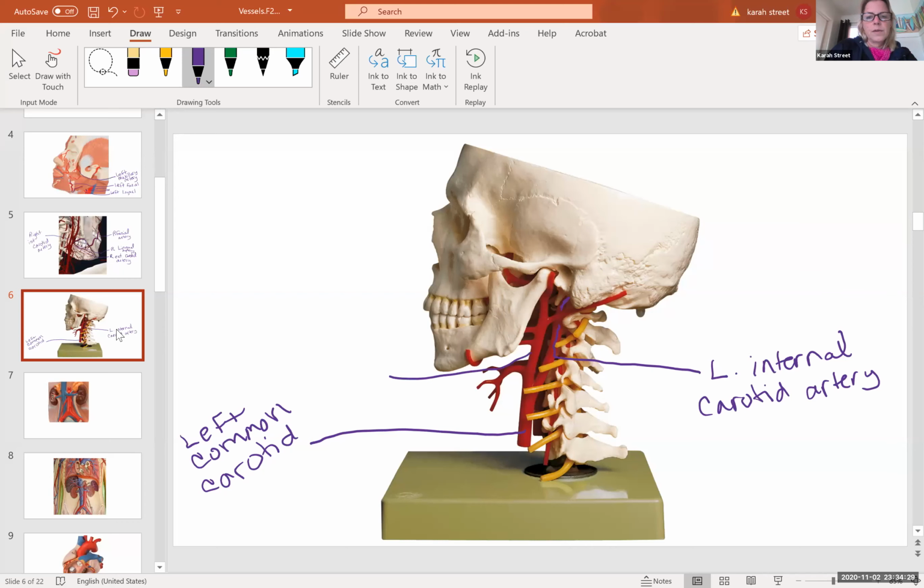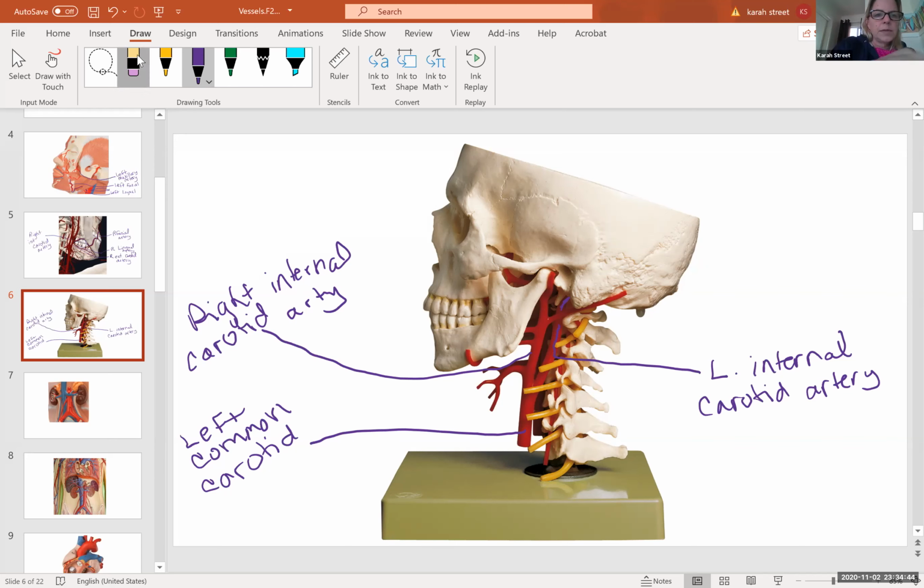Then here is a right internal carotid artery. Oh, sorry. What am I doing? I'm not paying attention. Obviously, that would be external. I started having a party in my head.